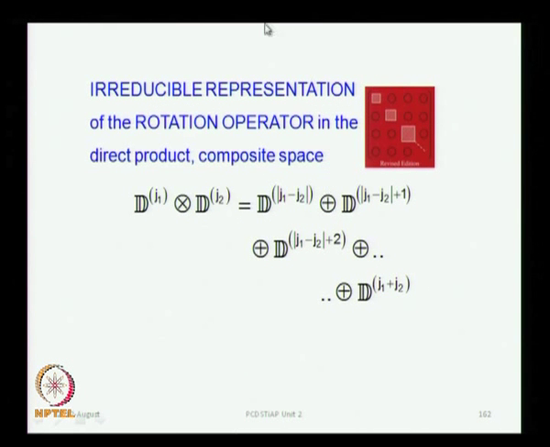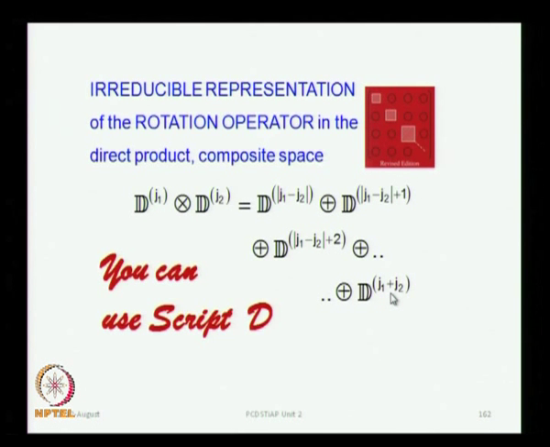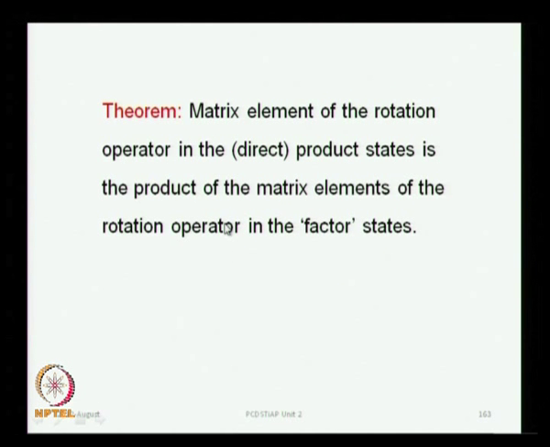Now let us consider the irreducible representations in the composite space. The composite space will then have a number of D matrices. So this is one in the upper left, and this is D j1 plus j2 in the lower right. Sometimes you use the script D, sometimes a fat D to denote these matrices. This is just a matter of notation, and different books will use different kinds of symbols.